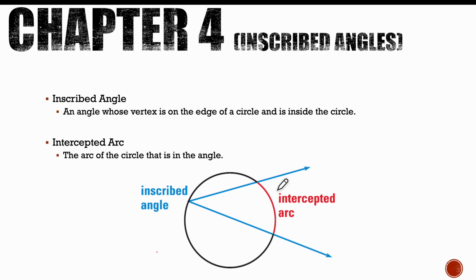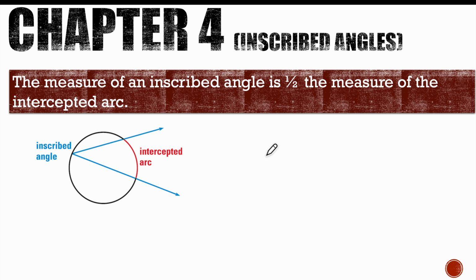The intercepted arc is formed by the inscribed angle when the line segments meet at the circle. Those two points make an intercepted arc. So, inscribed angle and intercepted arc: the arc of the circle that is in the angle. The measure of an inscribed angle is half the measure of the intercepted arc. This is a very important property.